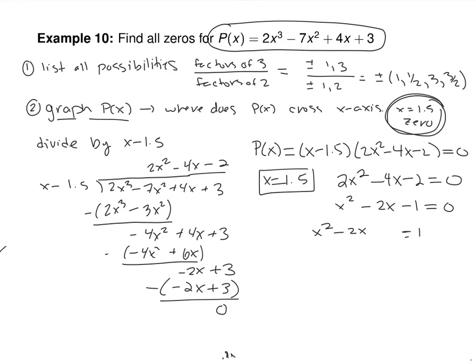So I move the 1 over, right? And then what do you add to this side? 1. And the other side also gets a 1. So x minus 1 squared equals 2, right? x minus 1 equals plus or minus square root 2. And so x would equal 1 plus or minus root 2. So those are the other zeros.